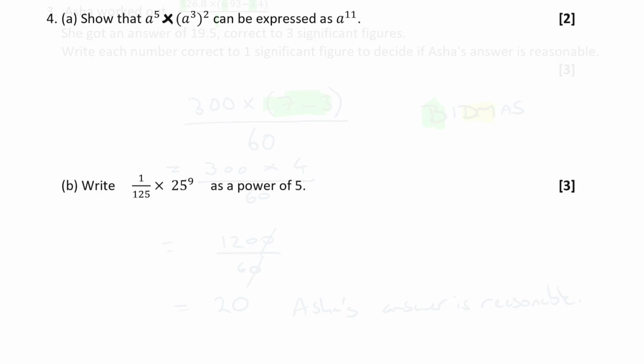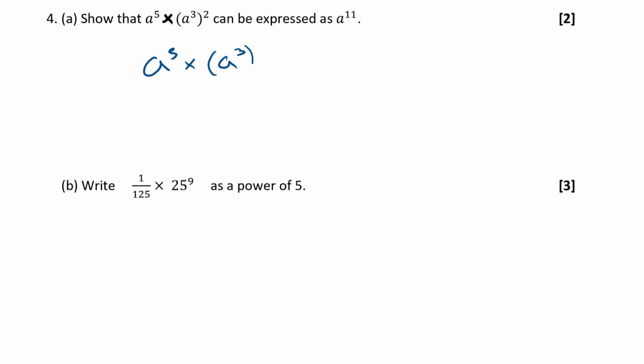Okay. Question 4a. Show that a to the 5 times a to the 3 all squared can be expressed as a to the 11. Okay. So let's take what we've been given to start with. A to the 5 times a to the 3 all squared. Let's just have a quick look at these brackets first. I've got a 3 on the inside of the brackets, and a 2 on the outside. That means I'm going to take a cubed and I'm going to square it, which is a cubed times a cubed, which is a to the power of 3 plus 3, which is a to the 6. Or another way of thinking about it is just multiplying that 3 and the 2 together, and that should give you a to the 6.